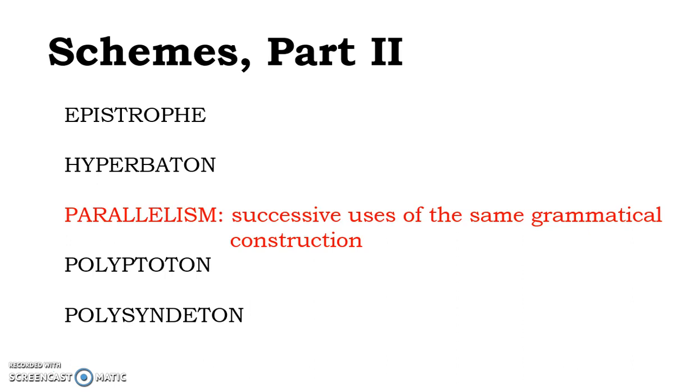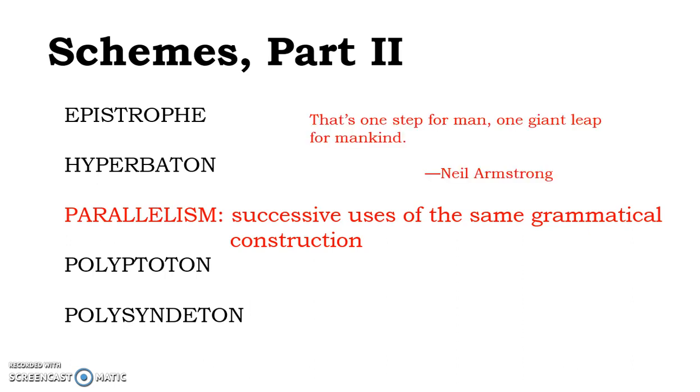Parallelism, successive uses of the same grammatical construction. This is a pretty broad category, but let me give you an example that will hopefully be representative. Neil Armstrong: that's one step for man, one giant leap for mankind. We can see how one step for man and one giant leap for mankind, adjective, noun, prepositional phrase, adjective, noun, prepositional phrase. These are parallel structures.